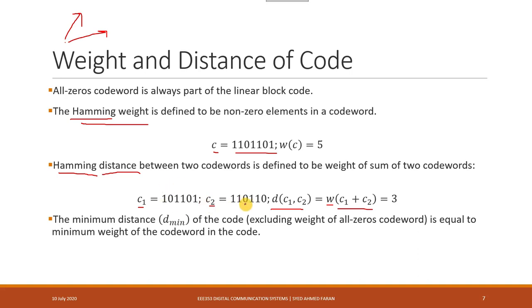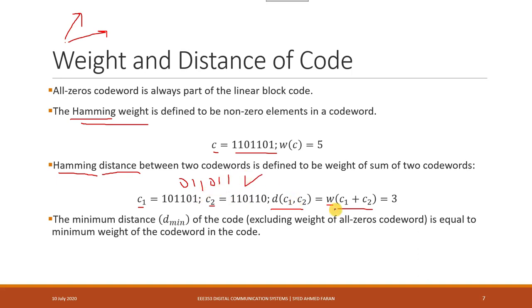Okay, so we add those two code words. If we add these two code words, what do we get? 1 plus 1 is 0, 0 plus 1 is 1, 1 plus 0 is 1, then 1 plus 1 is 0, and 0 plus 1 is 1, and 1 plus 0 is 1. Okay, so I hope I've made the right calculation. Let me just check it once again. 1 plus 1 is 0, 0 plus 1 is 1, 1 plus 0 is 1, 1 plus 1 is 0, 0 plus 1 is 1, 1 plus 0 is 1. Okay, so this is the right code word. So this is the sum of two code words.